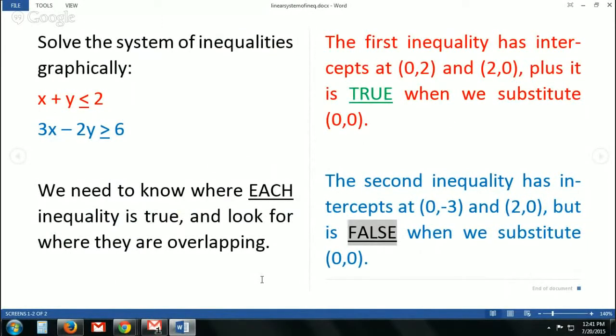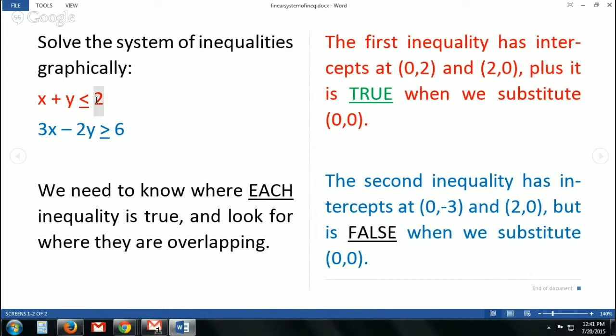Let's look at solving a system of inequalities graphically. Here we've been given two different inequalities, x plus y less than or equal to 2, and 3x minus 2y greater than or equal to 6. We need to know where each inequality individually will be true, and then we want to look at where the two things are overlapping. That will be the solution for our system of inequalities where both things are true.